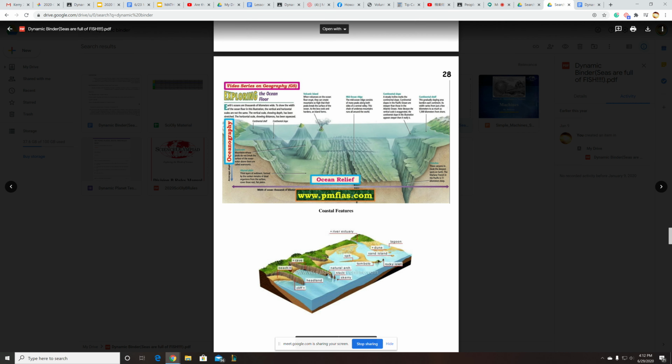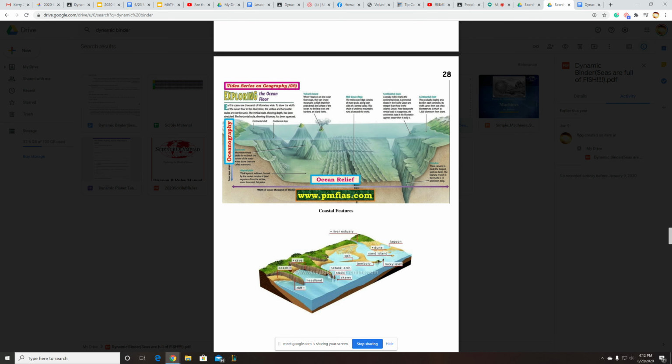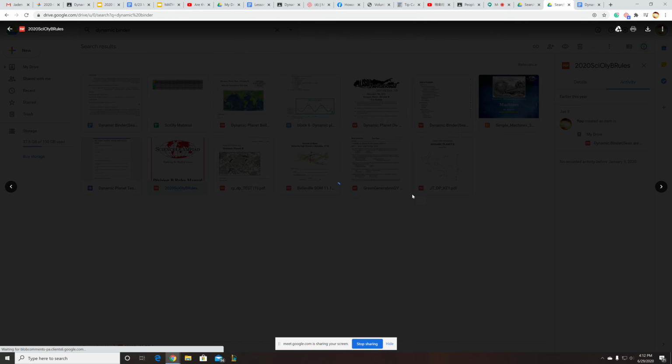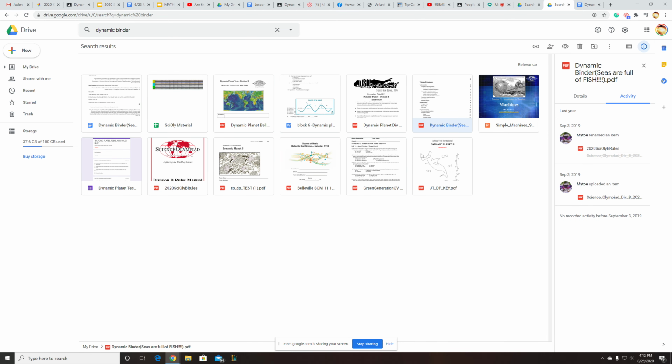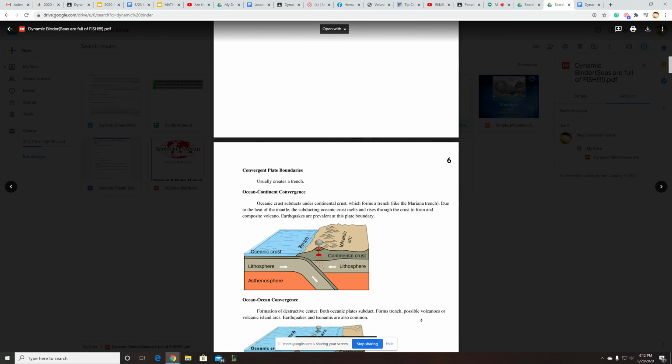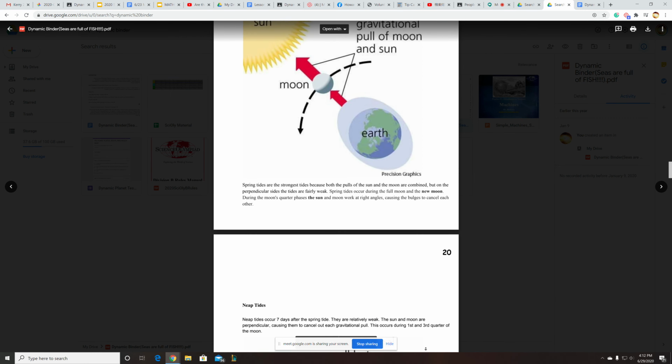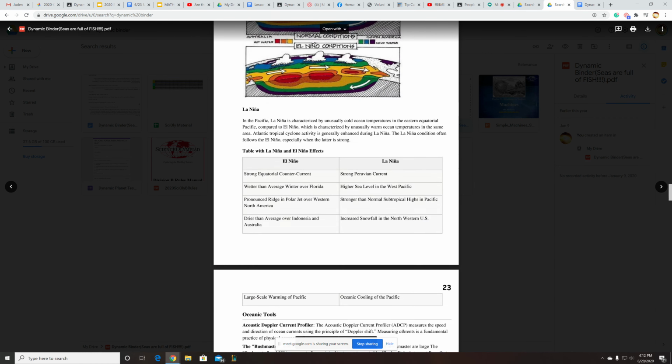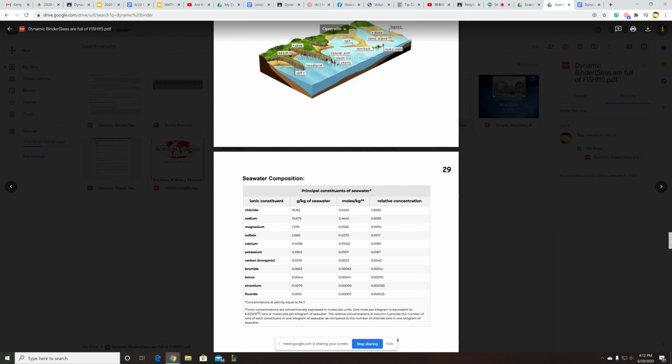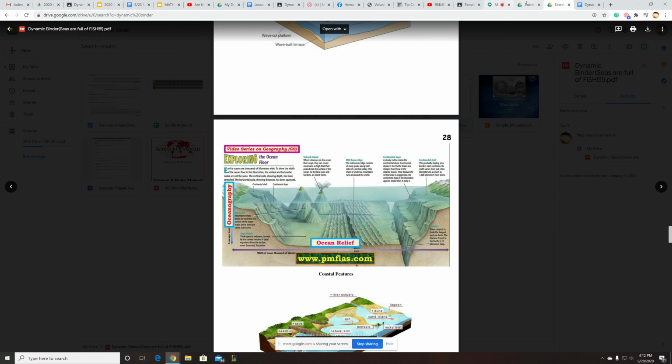I don't know why. There's a black and white version of this, but I don't know where to find it. That's pretty much it when it comes to diagram identification.